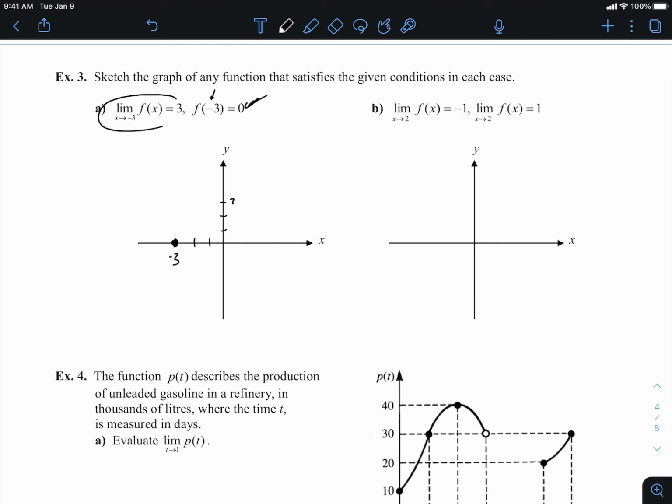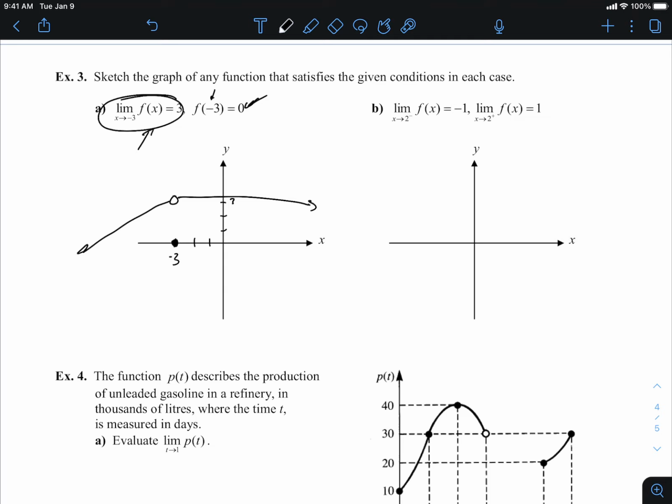The other part is telling us that there is a limit as x approaches -3. We're going to have a y value of 3. So let's just draw something that satisfies this condition, and then you could draw pretty much anything you want. Those are the two conditions. We don't know what the function actually is, but we could just draw that.